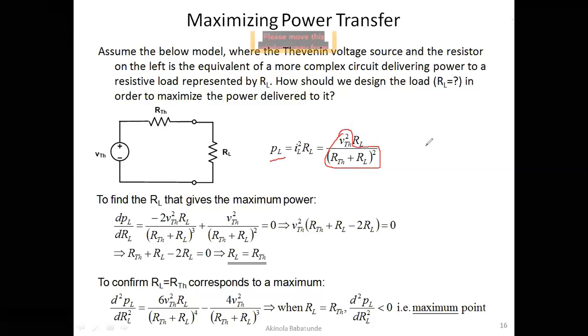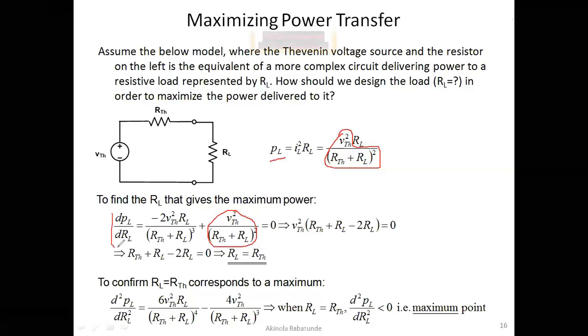We're going to keep V Thevenin squared over (R Thevenin plus RL) squared constant. So that is exactly what you have here. You keep it constant and then you differentiate your RL. When you differentiate RL, you're going to have 1 because it's the variable. It's like saying when you differentiate X, you have 1. So when you differentiate RL, you have 1, multiplied by this, you have this.